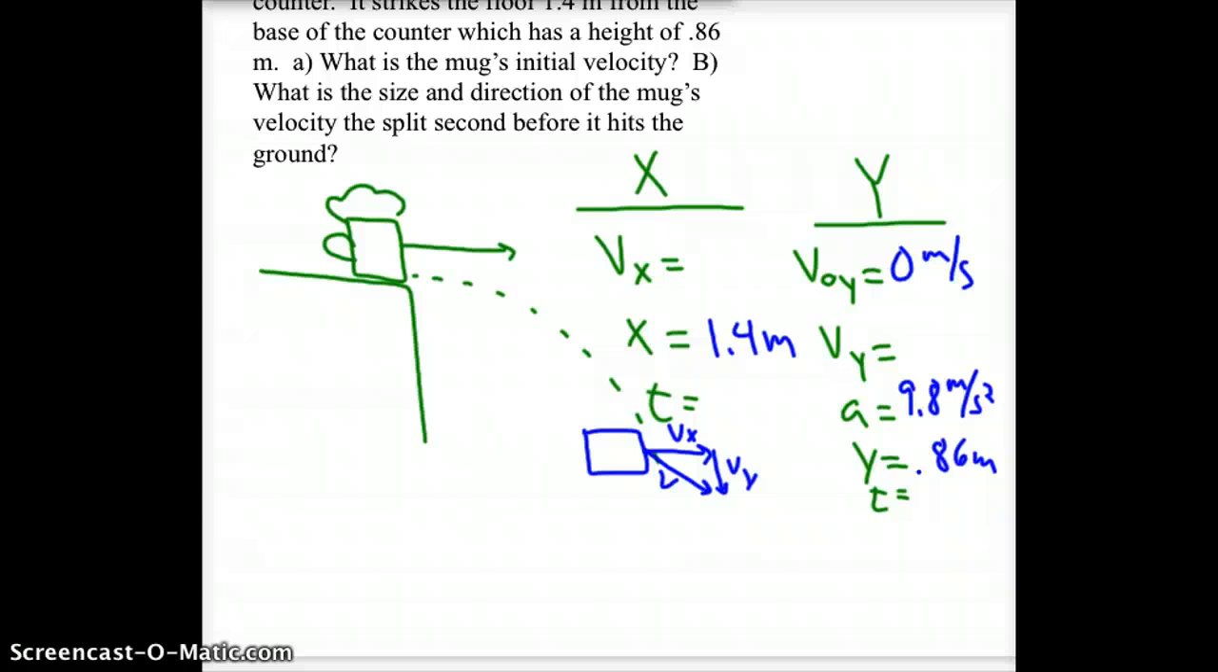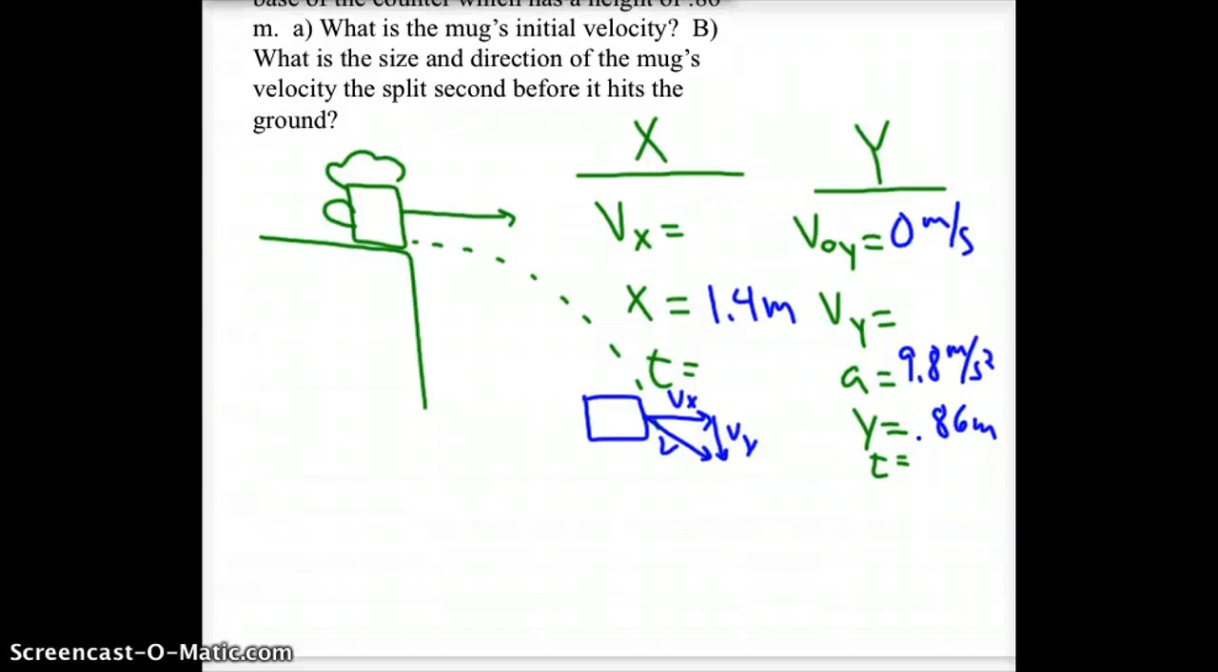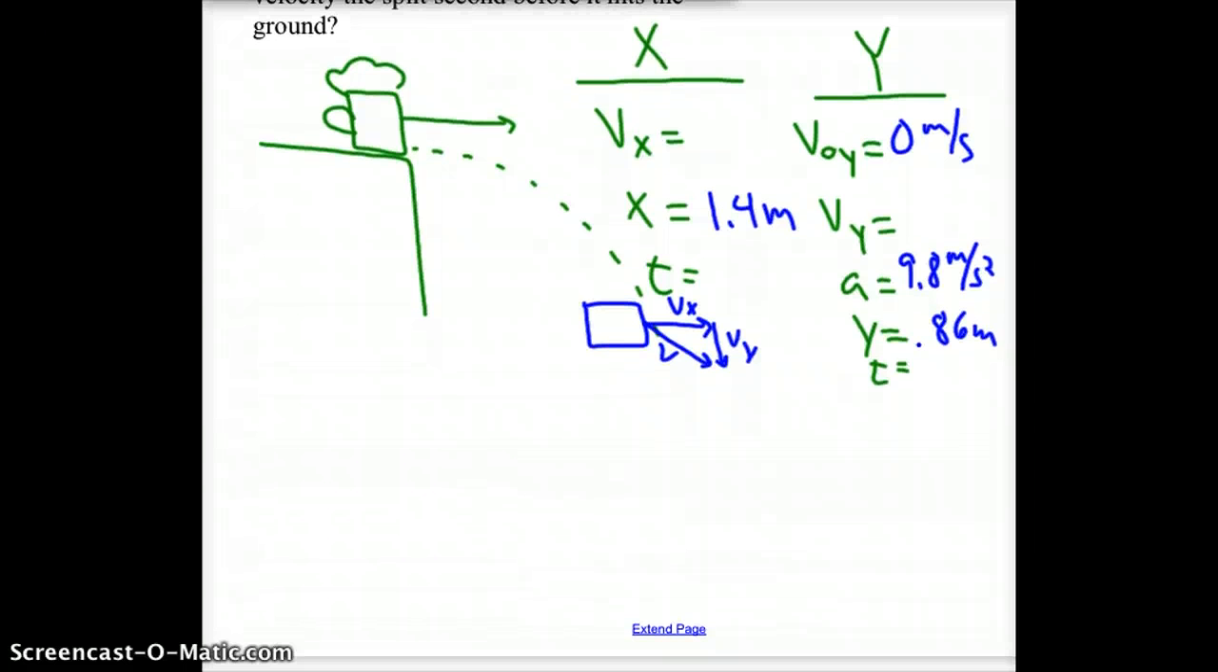All right, so let's see. It says, what is the mug's initial velocity? Well, to find Vx, which is the initial velocity, we need to know the time it falls. So let's go to the y side and find the time. Choose the equation without V final. Sorry, wrong equation. Without V final. d equals v naught t plus 1/2 at squared. Substitute in.